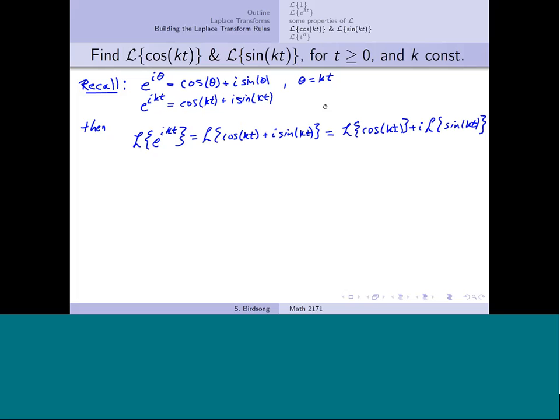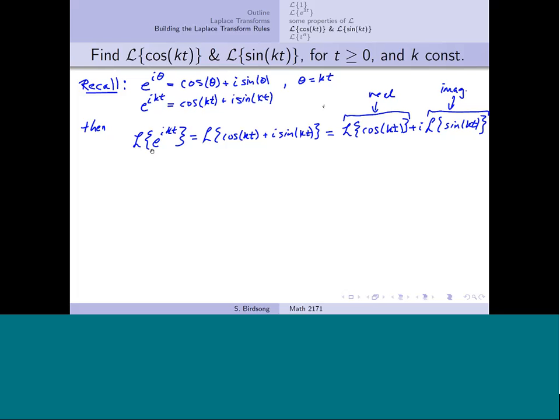Now, notice what this tells you. This tells you that if we can compute the Laplace transform of e raised to the i times k times t, the imaginary part of that answer is going to be exactly the same as the Laplace transform of sine. And the real part of that answer is going to turn out to be the Laplace transform of cosine. Okay? That's a trick. Okay?